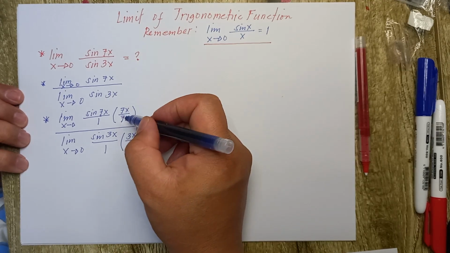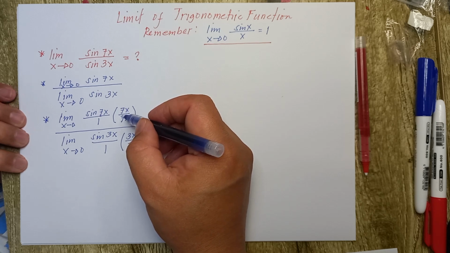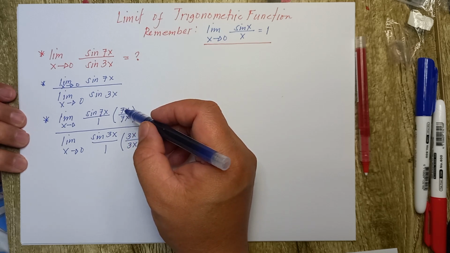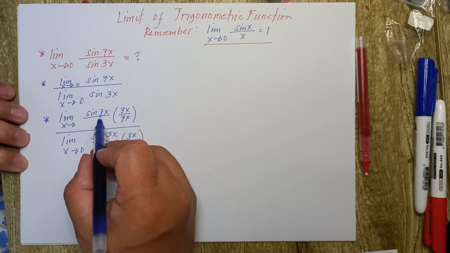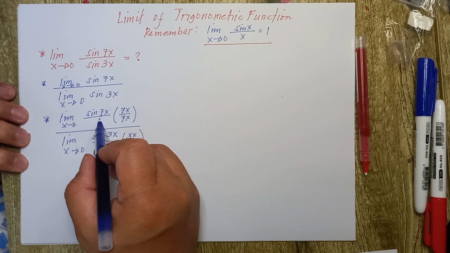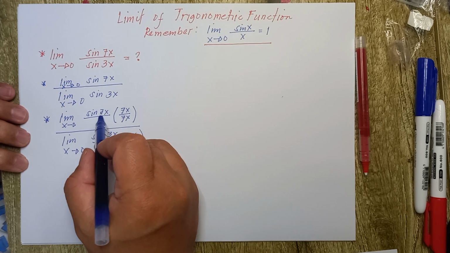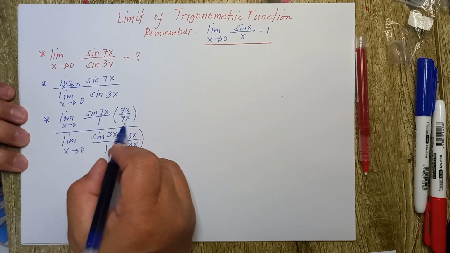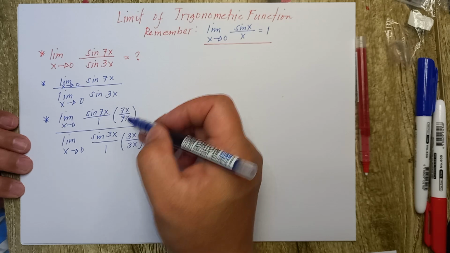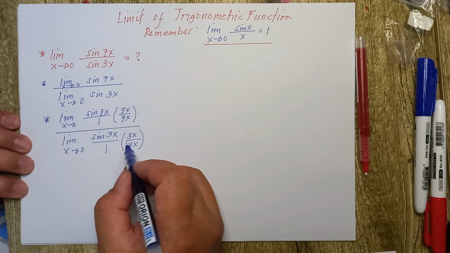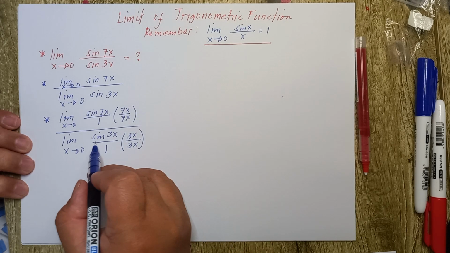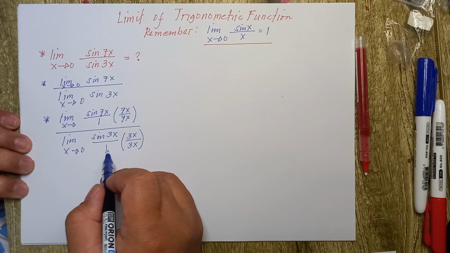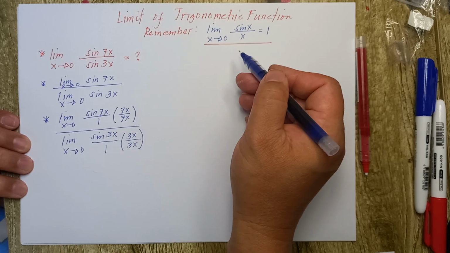Now, how come this is our multiplier? It is because our purpose is to make the denominator of sine the same as its numerical coefficient, which is the same as 7x. So that is the very reason that is our multiplier. The same as in the denominator, we are going to make the denominator of sine 3x as 3x so that we can apply this theorem.